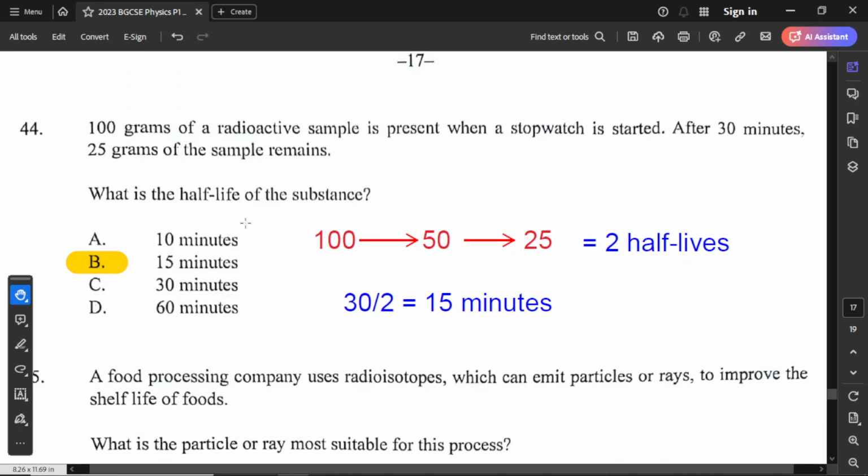What is the half-life of a substance? We know that if 25 remains after 30 minutes, then this is what happened here. This is a scenario. You move from 100 grams to 50 grams, that's one half-life. Then you move from 50 grams to 25 grams, another half-life. So therefore, we know we have 2 half-lives. The entire thing took 30 minutes. So if it's 2 half-lives, we divide the 30 by 2. Each half-life will be 15 minutes. So the half-life here is 15 minutes.